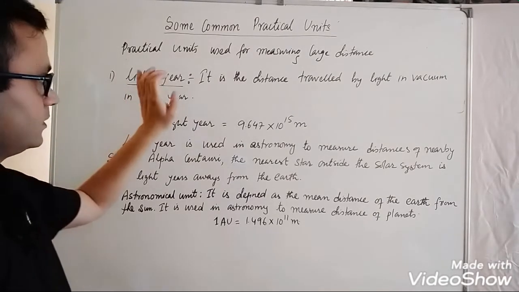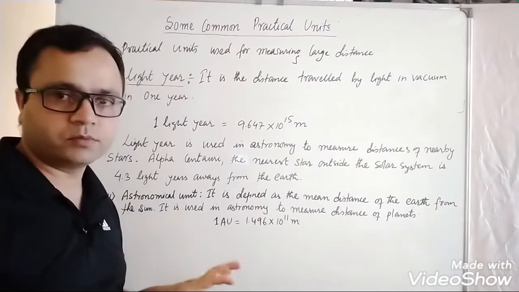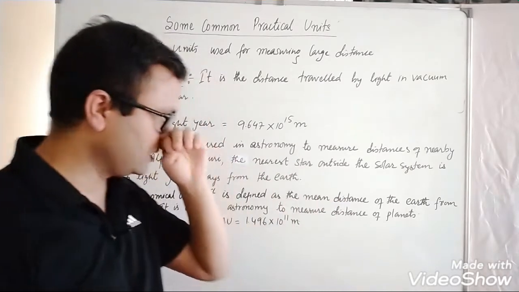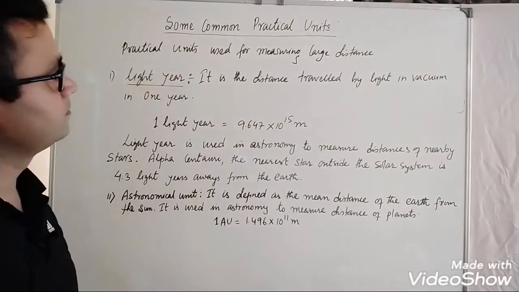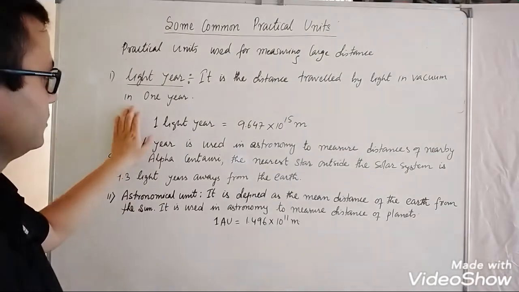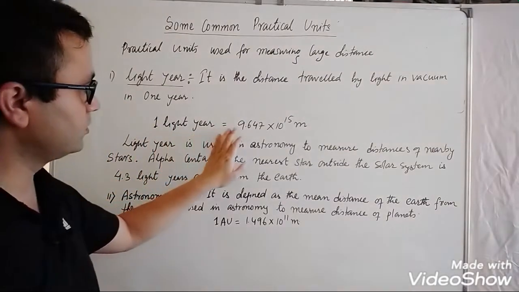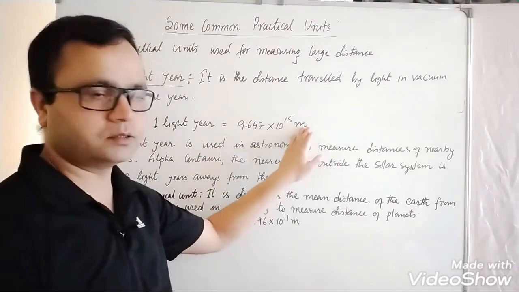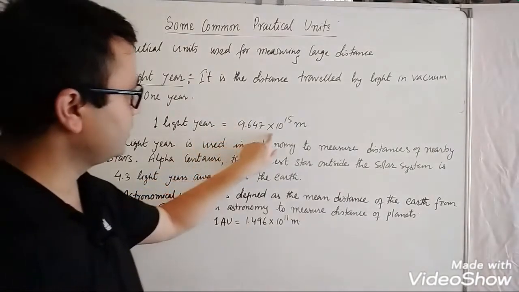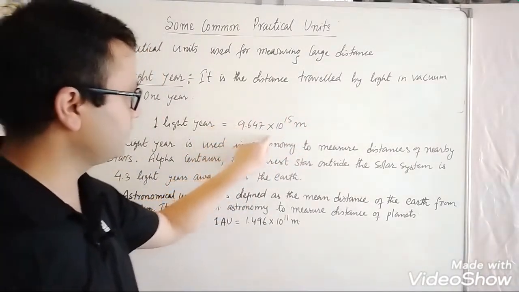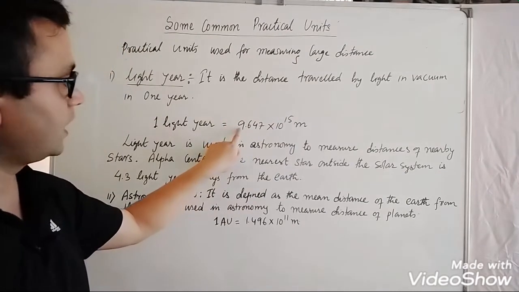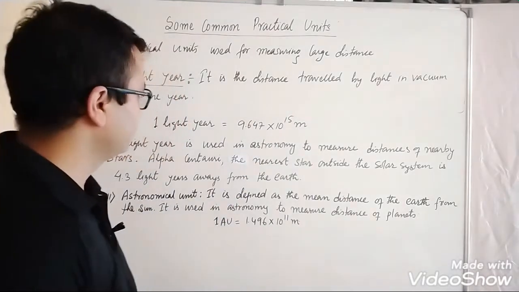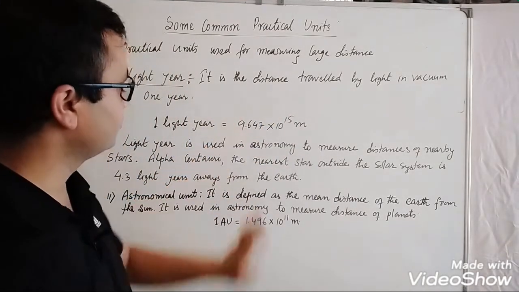What is a light year? It is the distance traveled by light in vacuum in 1 year. So 1 light year equals 9.647 into 10 to the power 15 meter. Hence it is the distance traveled by light in 1 year.